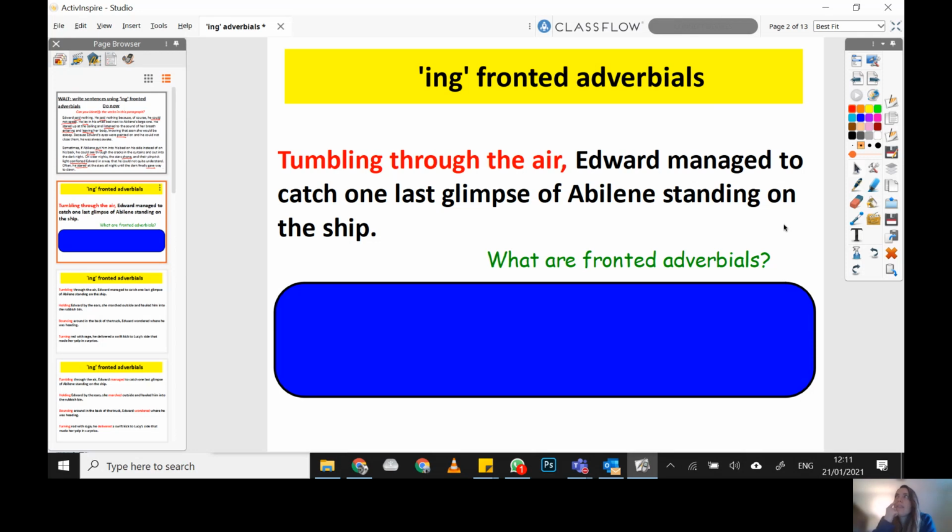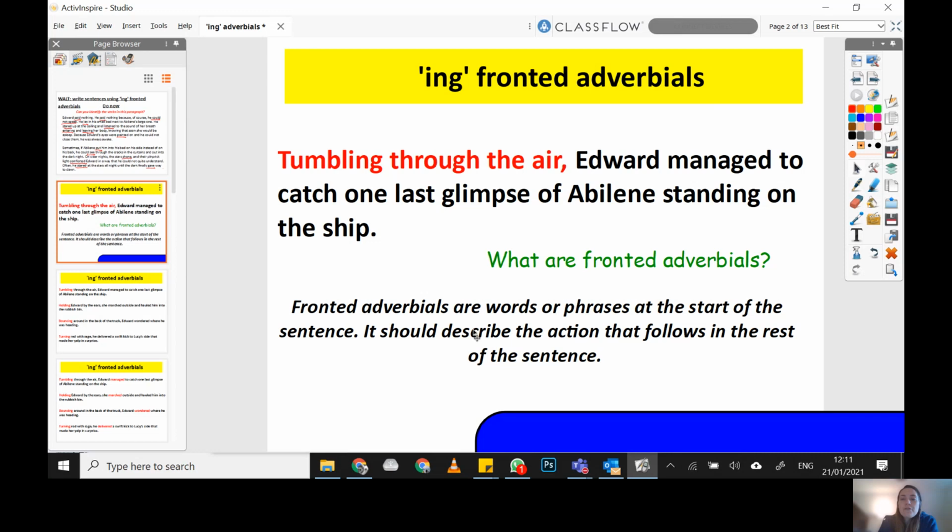So can you use that example to figure out what is a fronted adverbial? Why do we use it? And how is it being used in this particular sentence? Well, you can pause the video if you need a bit more time, but otherwise I'm going to give away the answer now. A fronted adverbial should give the reader more information, extra information about what is happening. It piques their interest, but they're also words and phrases at the start of a sentence used to describe the action that follows in the rest of the sentence.